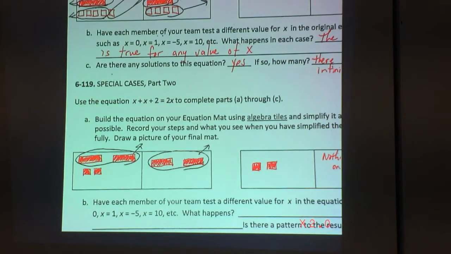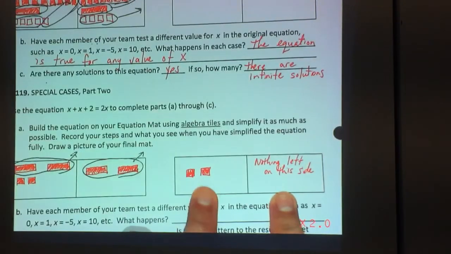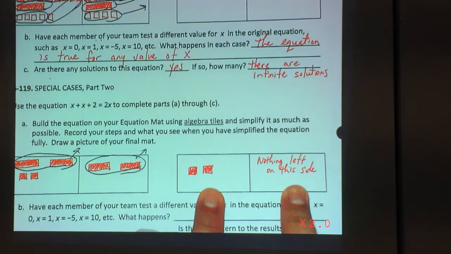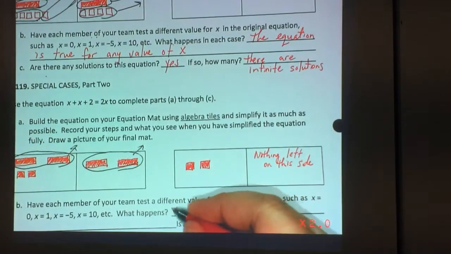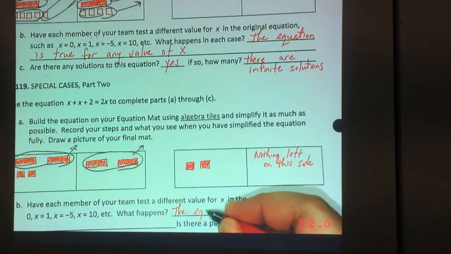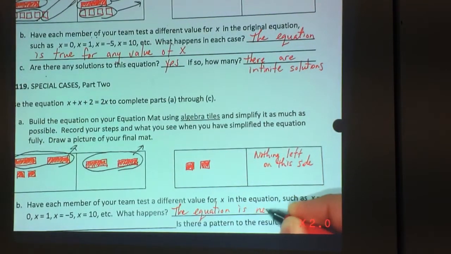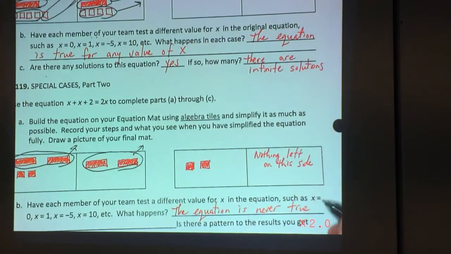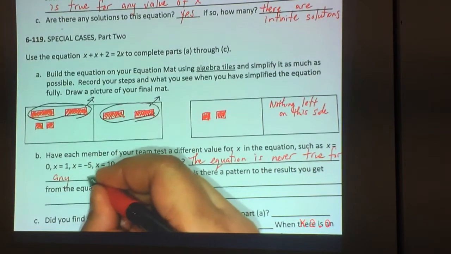Have each member of your team test a different value. So then, will this side that has 2 ever equal this side that doesn't have anything? Will it ever equal it? No. So, the equation is never true for any value of x.